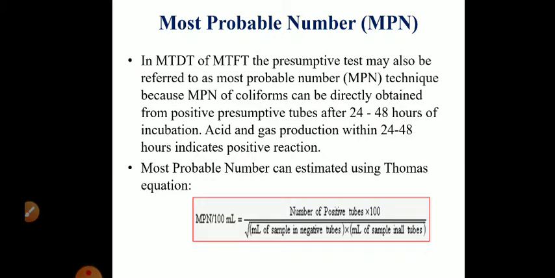How can we calculate the most probable number of coliforms? It can be estimated by using the Thomas formula. What is the Thomas formula? MPN per 100 ml is equal to the number of positive tubes times 100, divided by the square root of the ml of sample in negative tubes multiplied by the ml of sample in positive tubes, right? So that is about the most probable number of coliforms.